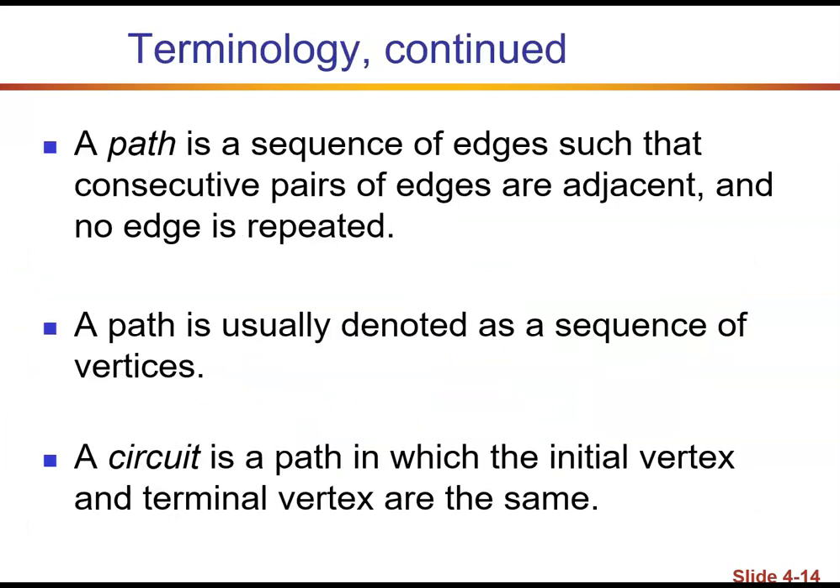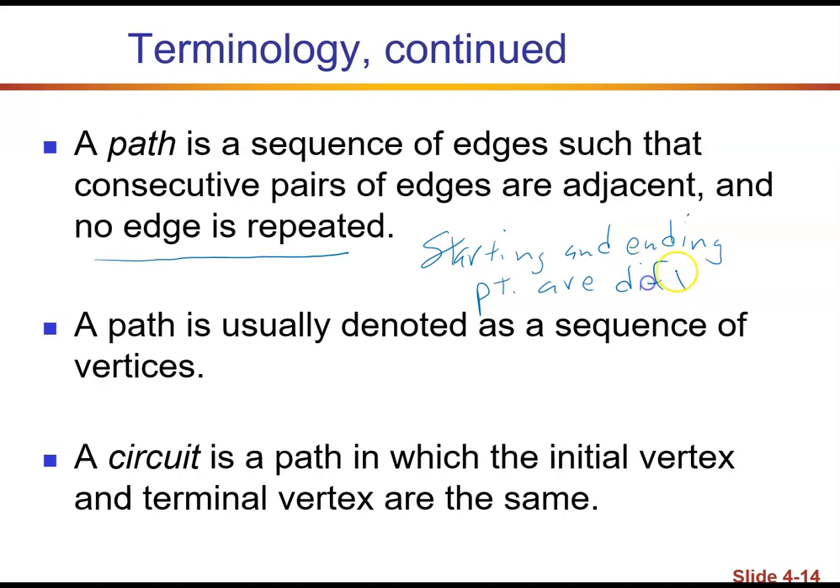All right, more terminology. A path is a sequence of edges such that consecutive pairs of edges are adjacent and no edge is repeated. No edge is repeated. So the starting and ending point. Unlike the security guard who parks his car, he does not need to get back to his car. A path is usually denoted as a sequence of vertices.